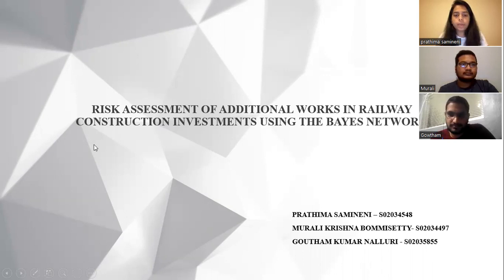Today we are going to explain the risk assessment of additional works in railway construction investments using the Bayes network. Here are our team members: myself Pritma Samineni, Murali Krishna and Gautam Kumar.